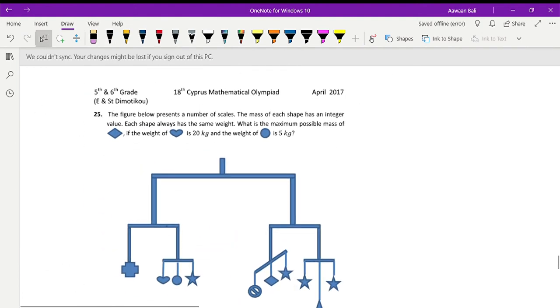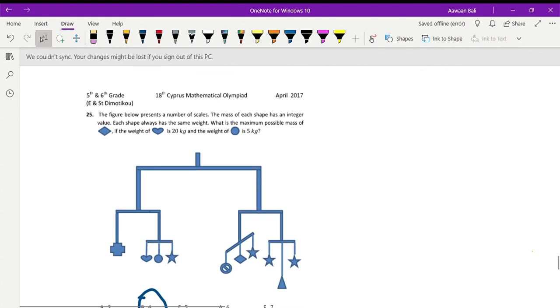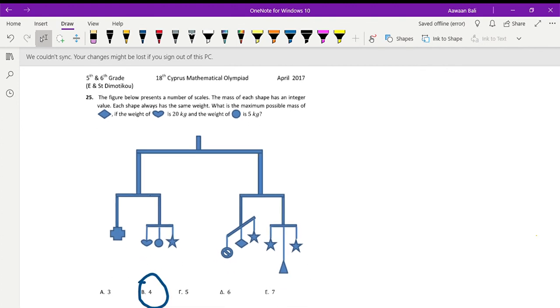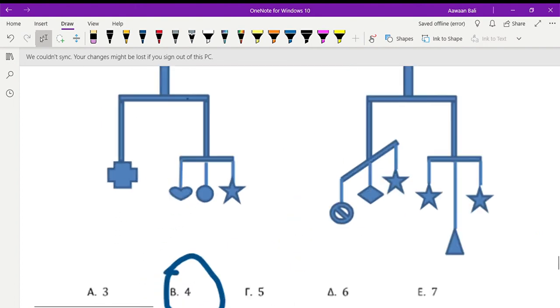Now the last and final question. The figure below presents a number of scales. The mass of each shape has an integer value. Each shape always has the same weight. What is the maximum possible mass of the diamond if the weight of the heart is 20 kilograms and the weight of the circle is 5 kilograms? Okay, so we know that this is 20, this is 5.